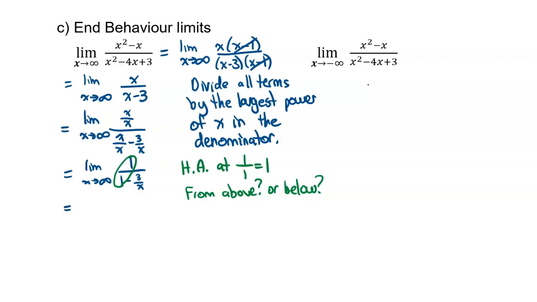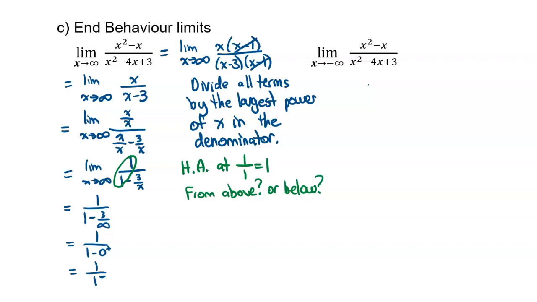So now what we want to determine is, okay, it approaches a horizontal asymptote at 1, but does it approach from above or from below? So I substitute infinity into that equation. Well, what's 3 over infinity? That's a number a little bit bigger than 0. And if I subtract that from 1 in the denominator, I get a number a little bit less than 1.